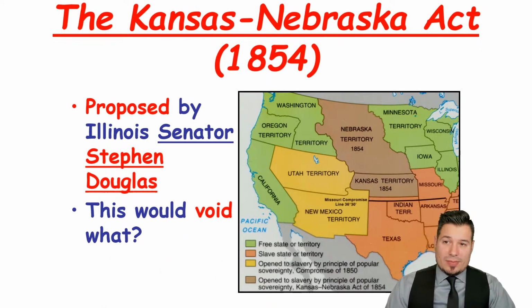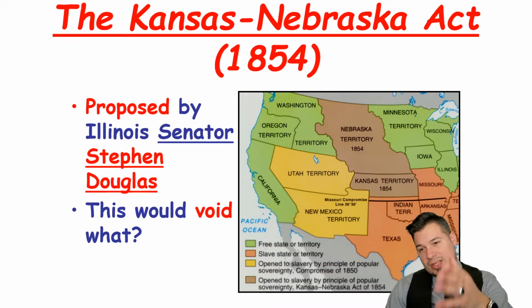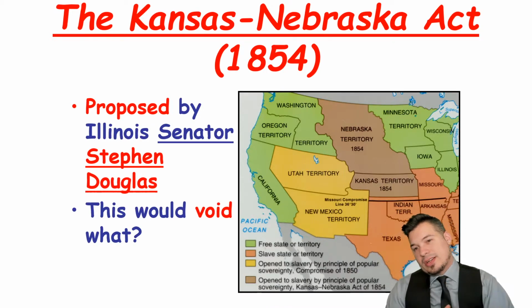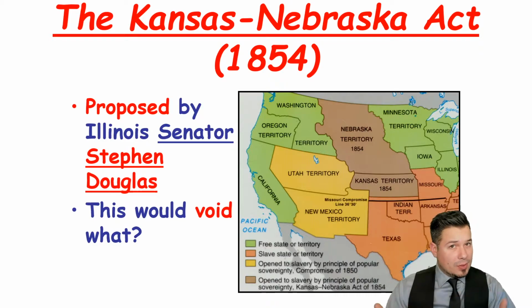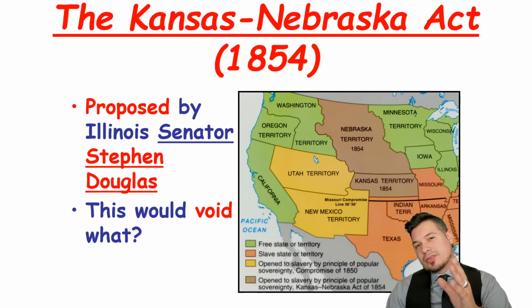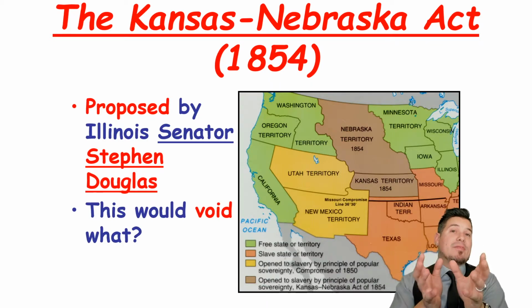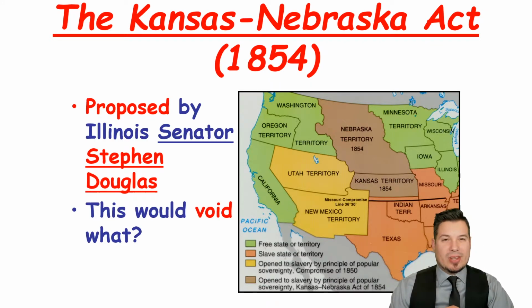He proposed in the Kansas-Nebraska Act that for these two territories right here, Nebraska and Kansas, who had enough people to become territories, the question of slavery comes up again. Should we allow slavery there? And he says, we will open it to popular sovereignty. Again, have a vote, have people decide whether or not to allow slavery there.